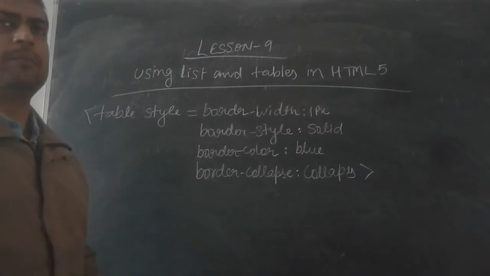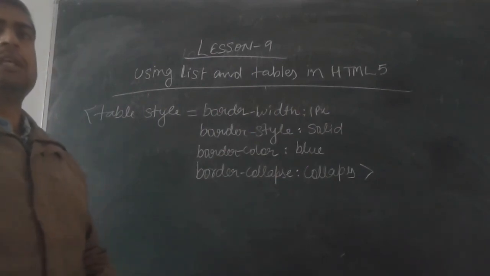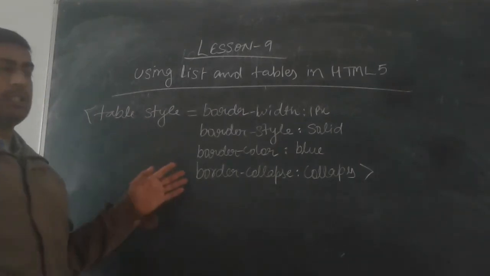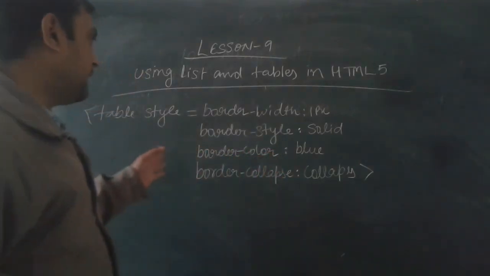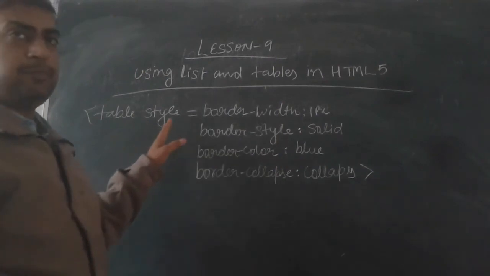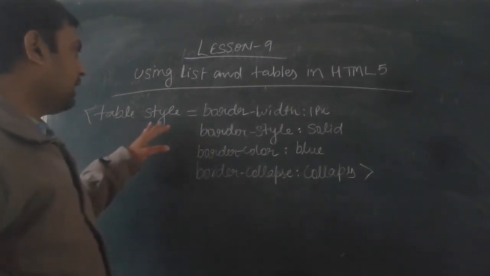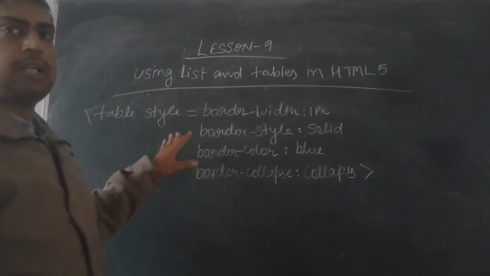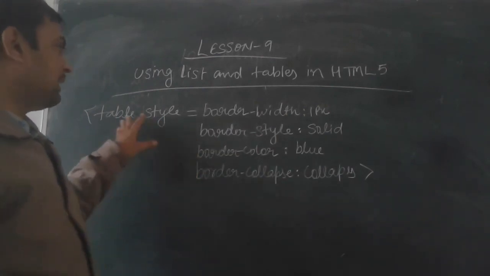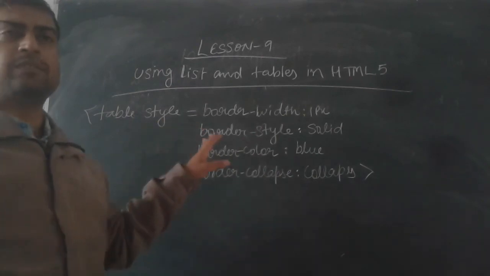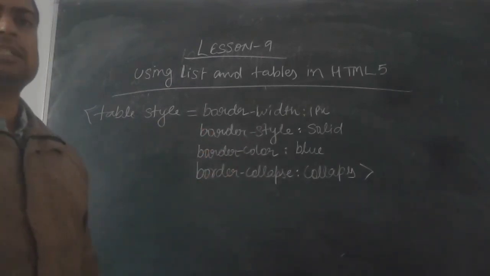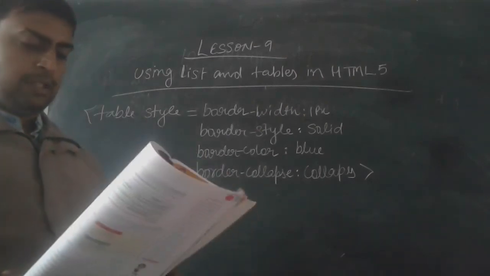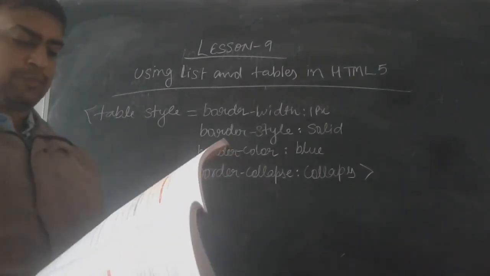So this is the property which we can use in the table tag. Now this is the method to give values inside the table tag. In the previous method I showed you how you can write the CSS separately. Now in this method you can write the CSS inside the table tag. So these are two different methods and both are correct. You can use either of the two methods to display the values.